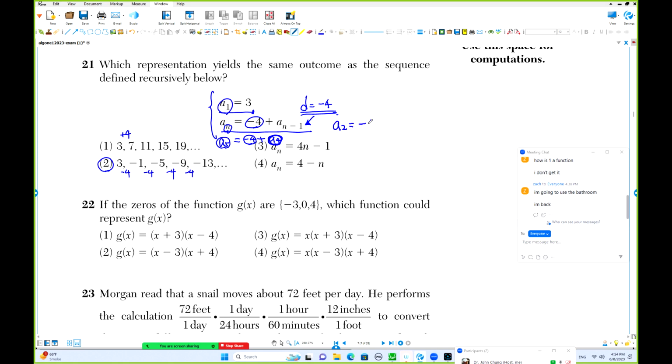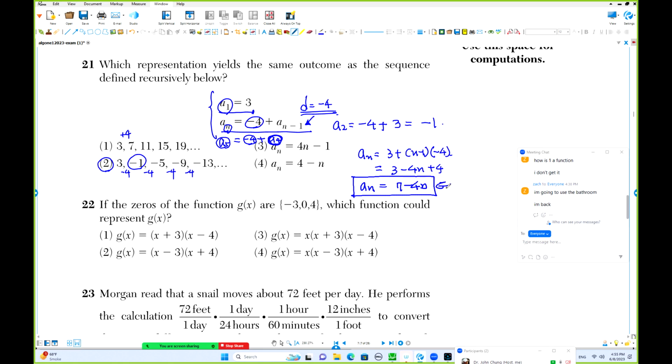Or you can put the number 1 there. A2 can be obtained as negative 4 plus a_(2-1), which is A1. A1 is 3, so you get negative 1. The second term is negative 1. So actually, the explicit form is: a_n equals the first term, 3, plus (n minus 1) times the common difference, negative 4. This will look like 3 minus 4n plus 4, so 7 minus 4n. This is a_n.